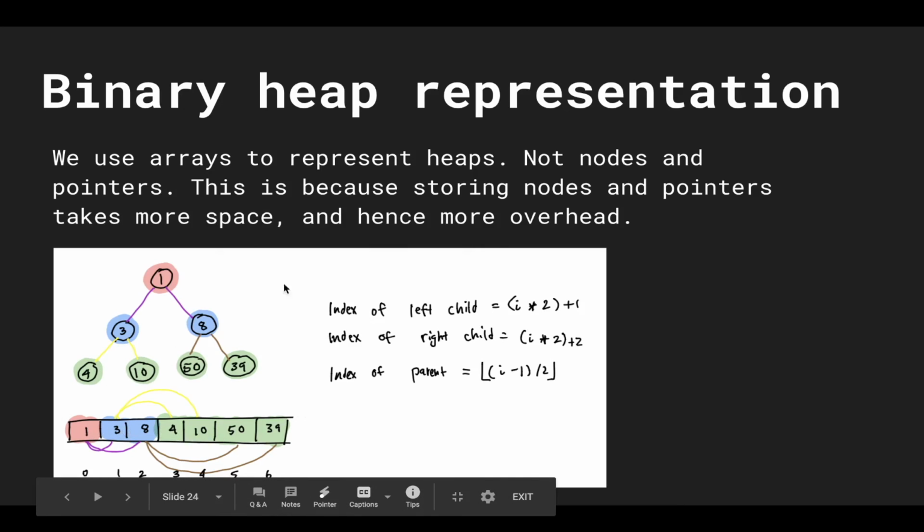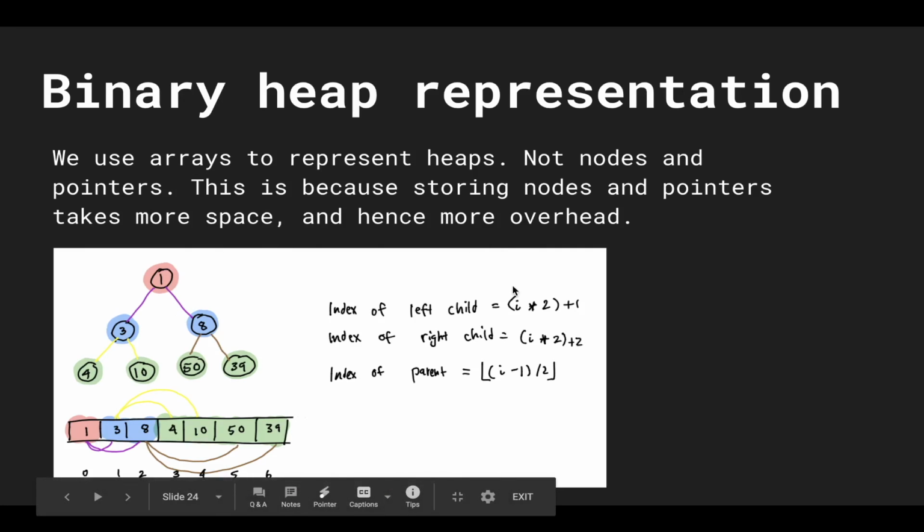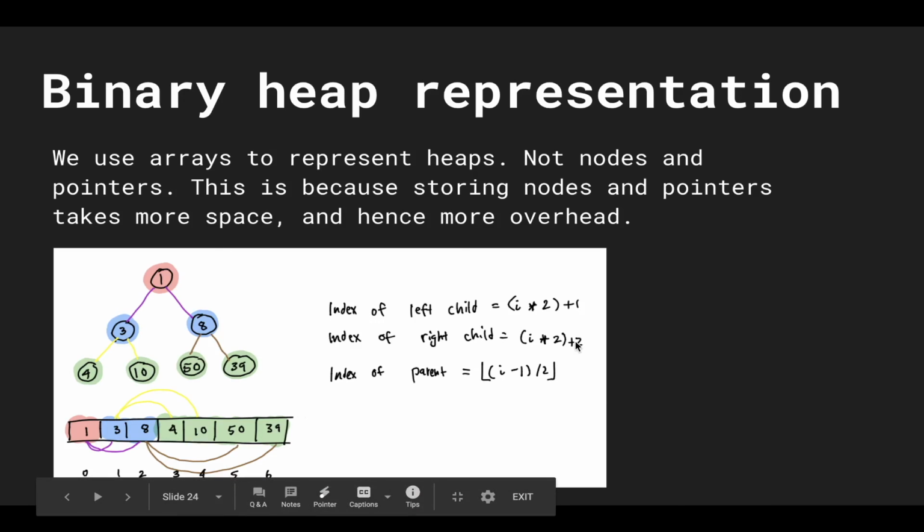And then for each element, if we want the index of the left child, let's say we want the index of the left child for 1, which is the root at index 0, the left and right children have specific formulas: i times 2 plus 1 for the left child and i times 2 plus 2 for the right child. So for the root, 0 times 2 is 0, plus 1 is 1, which is the left child. And the same thing can be done for the right child as well.